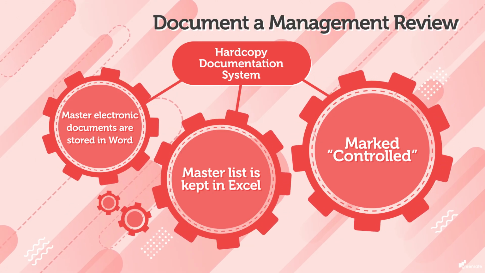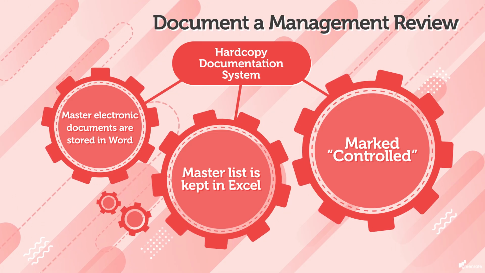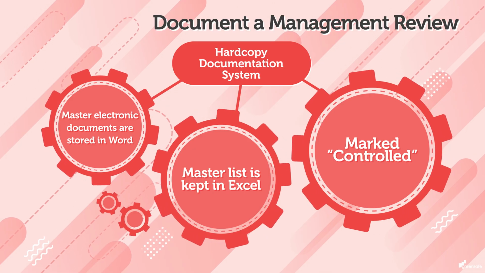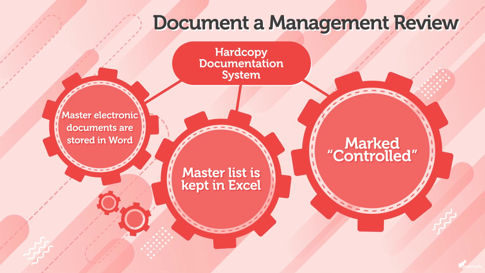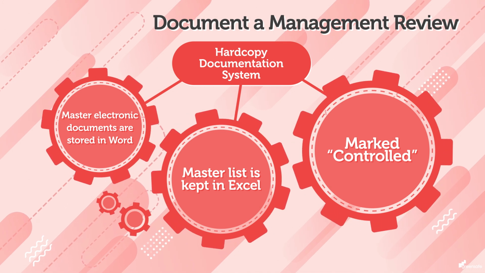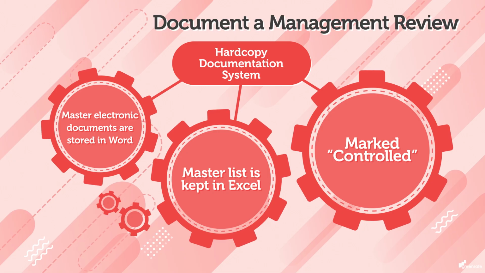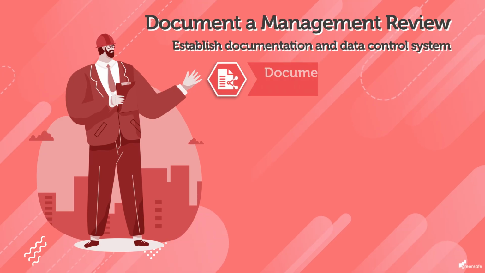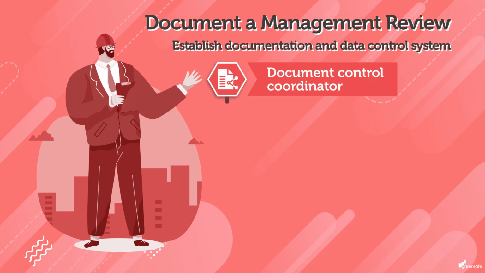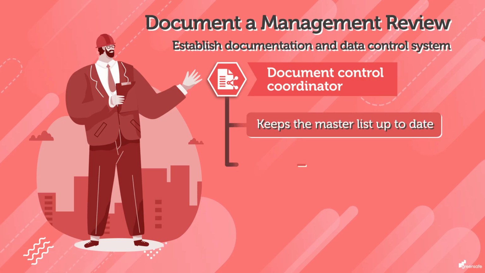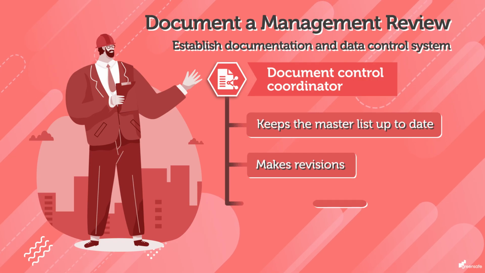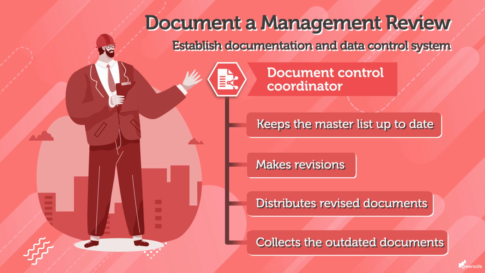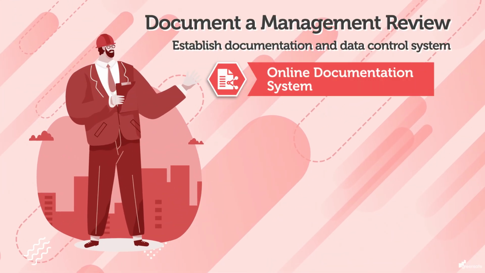For example, the hard copies are distributed in 3-ring notebooks throughout the work area. A master list is created to indicate what procedures and what instructions need to be in each book. Copies are kept to a minimum by only distributing relevant documents to each department or section in the organization. One person is designated as the document control coordinator. This person keeps the master list up to date, makes revisions to documents, distributes revised documents, and collects the outdated documents. The second system is the online documentation system.